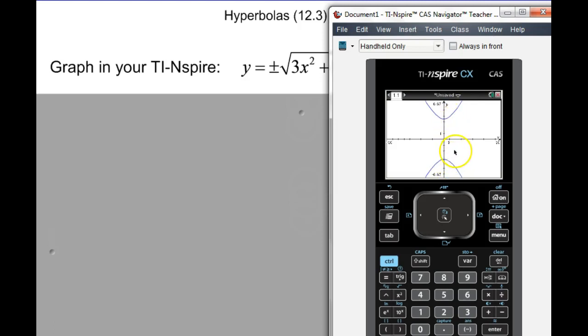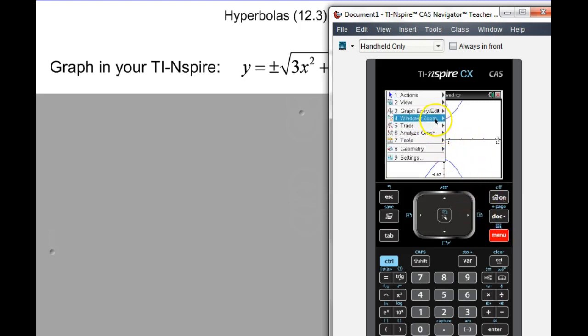So it opens up and down. A horizontal one would open to the right and to the left. So there are horizontal or vertical hyperbolas. But it's a little deceptive. It looks almost like a parabola right now, but it actually is not a parabola.